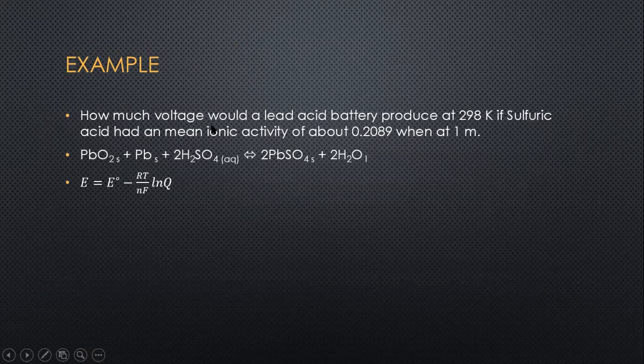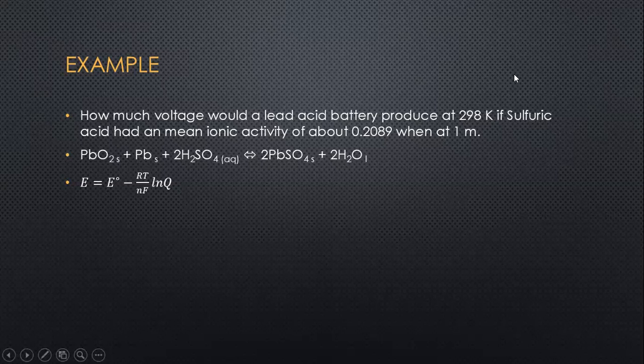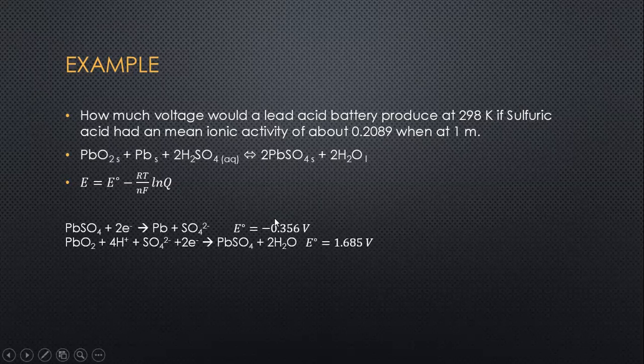So how much voltage would a lead acid battery produce at 298 if sulfuric acid has a mean ionic activity of 0.2089 when at 1 molar? So this is actually a lot easier than it looks. I'm going to skip this step, because you're going to have to look up these values. This is something you should know how to do. You look up these values, you find this out.